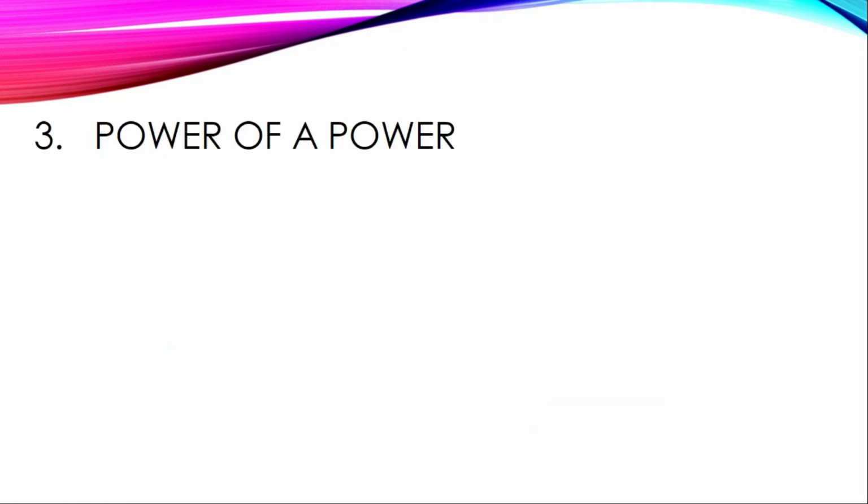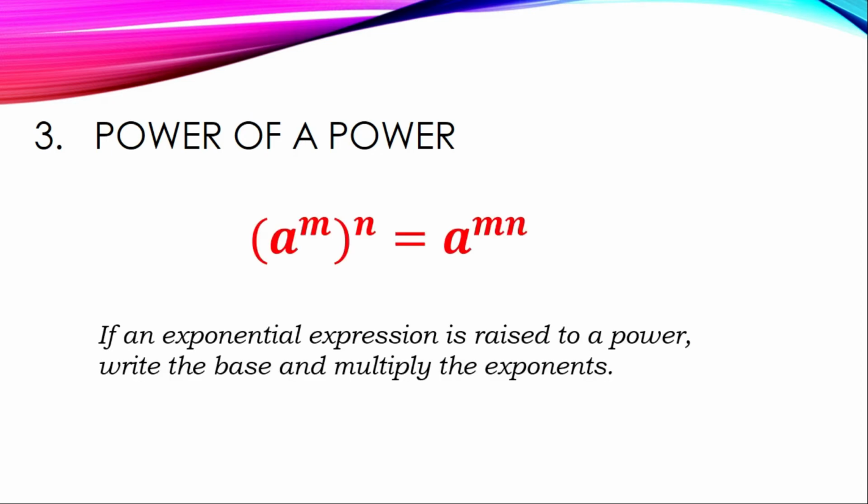So let's have the third law of exponents, which is the power of a power. If an exponential expression is raised to a power, write the base and multiply the exponents. So this is just the same as what we did in the second law of exponents. So we have this one, for example, x squared is raised to 5. Then we can say that x is raised to 2 times 5, and x is raised to 10.